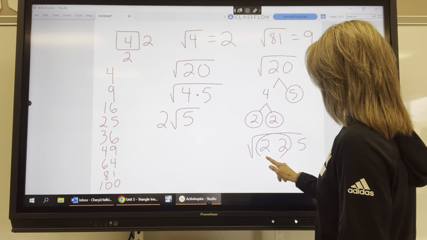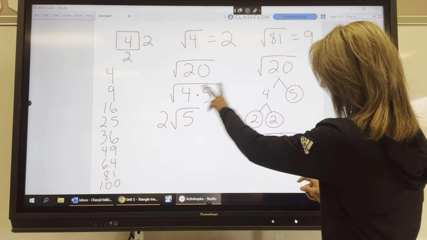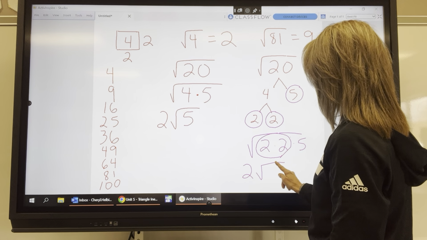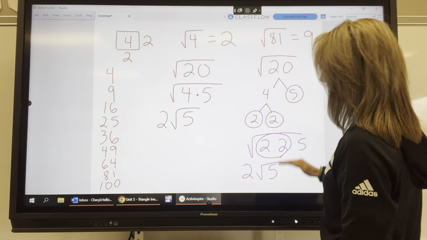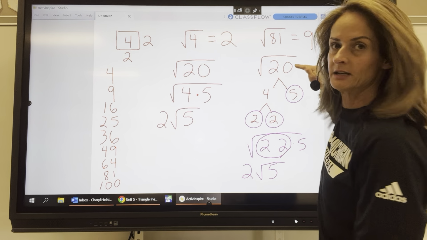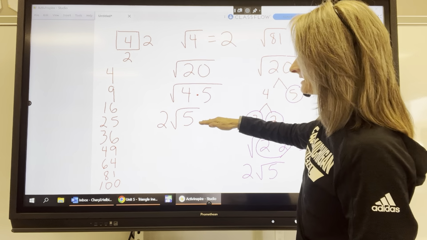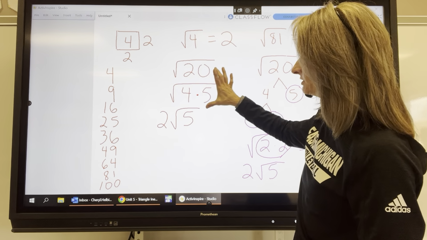There we go. A pair of 2s. When they come out, it becomes 2, and that's still square root of 5. Look at all this additional work and writing I had to do, and this is even kind of an easy problem. I had to do a lot less here. So this is the way I'm going to teach you today.